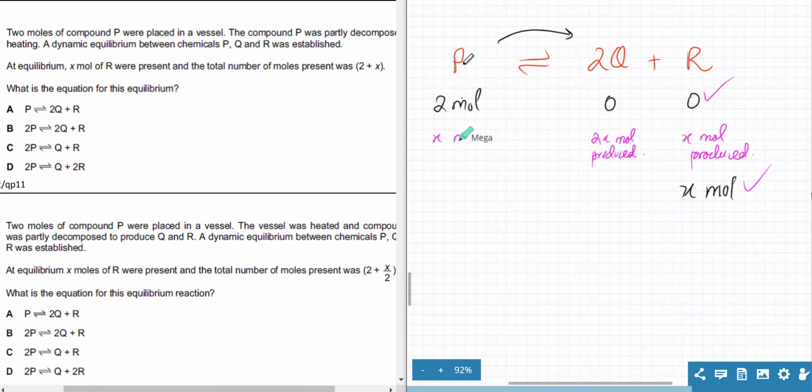So over here, X moles probably reacted. So what are your equilibrium moles now? Over here, it's going to be 2 minus X. That's going to be your equilibrium moles. Why? Because initially you had added 2 moles. X moles have reacted, taken part in the reaction. So you're left with 2 minus X. You had 0 moles, 2X moles got produced. So that indicates that there would be 2X moles at equilibrium.